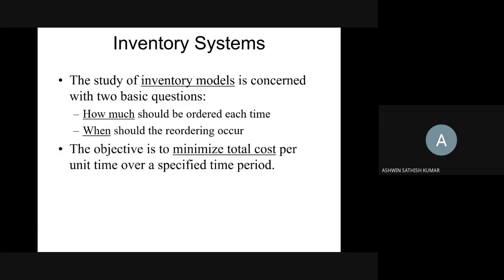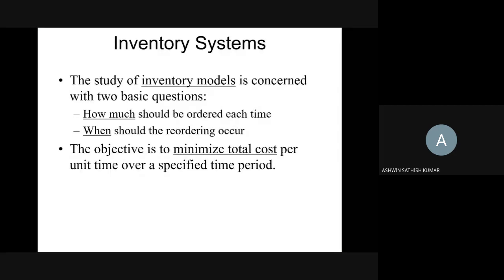So the objective is to minimize total cost. Total cost means the sum of setup cost, holding cost, ordering cost, and shortage cost. All types of cost we have to manage, and their sum we have to minimize. So minimize total cost per unit time over the specified time period.